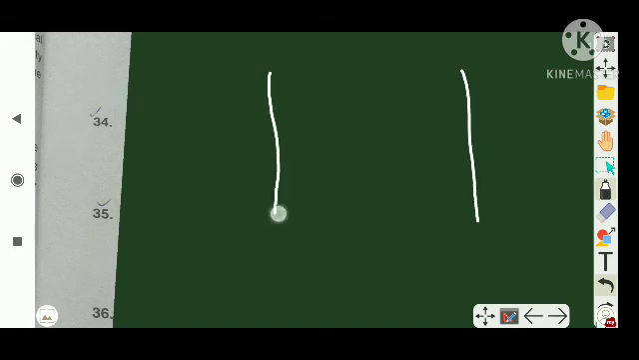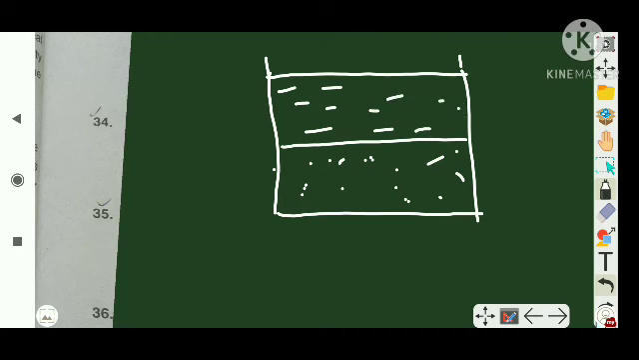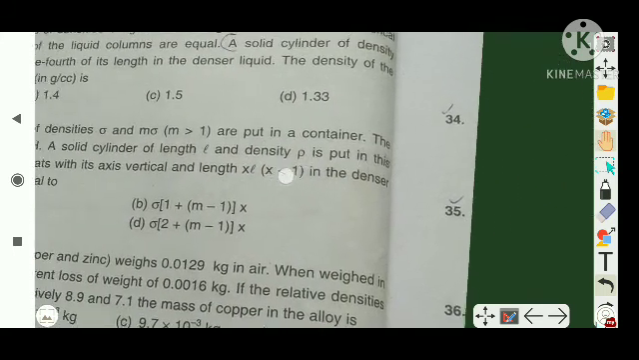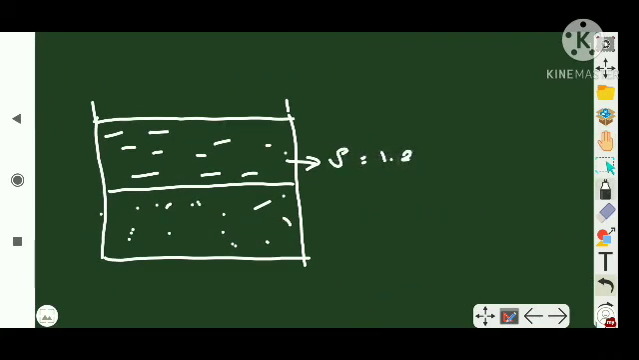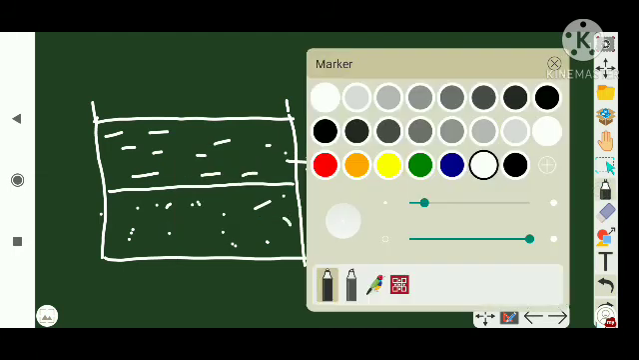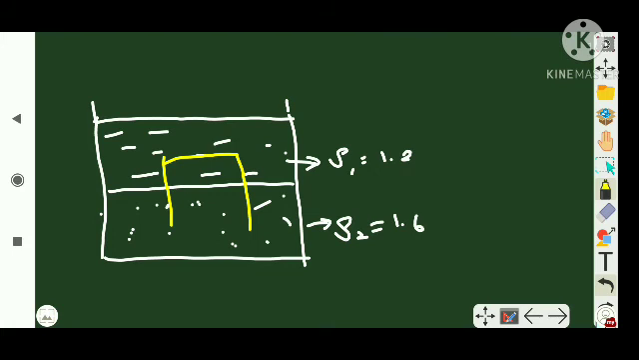So I'm going to take a tank like this. Let me draw this liquid as dots, with equal lengths, and this is another section. Let's take this liquid as dashes. This one's density is 1.2, so let me write this density as rho 1 equals 1.2, and this one's density rho 2 is equal to 1.6. Let me make the structure proper. Let's take another color. No, green cannot be seen. Let's take yellow.